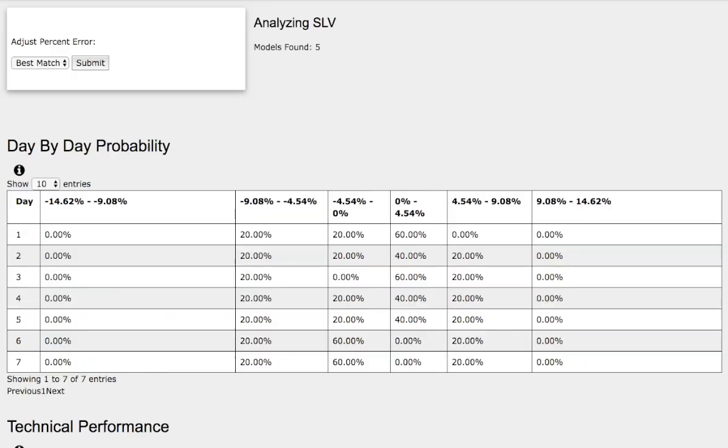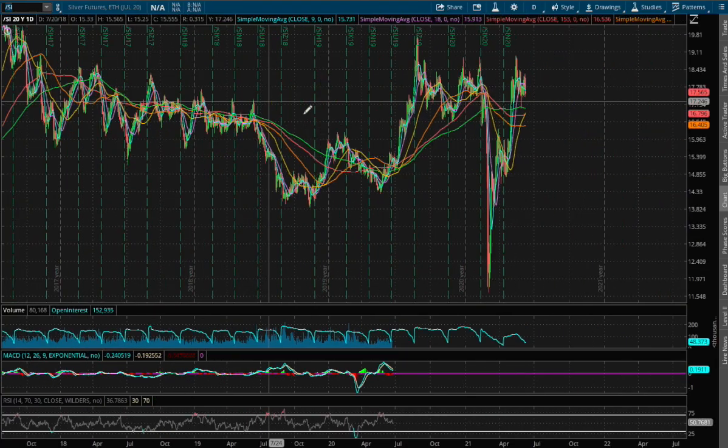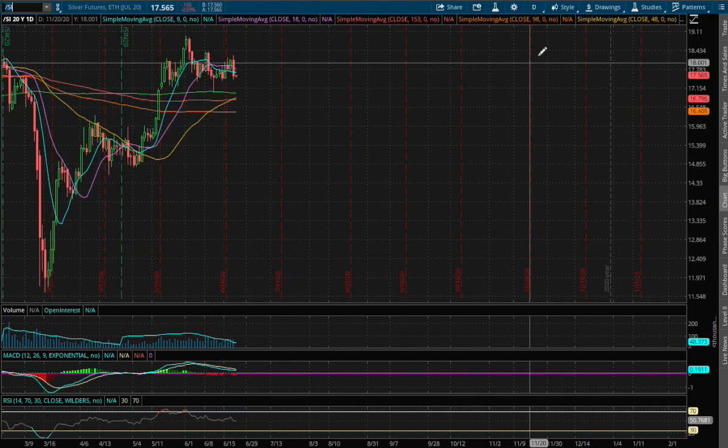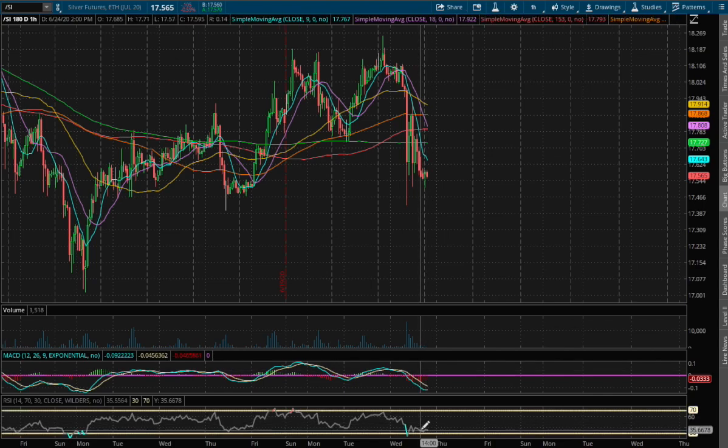So now let's examine silver futures. So we'll start with the technical analysis. Silver is currently down 59 basis points, and on the 1 hour chart, we are now nearing oversold RSI.